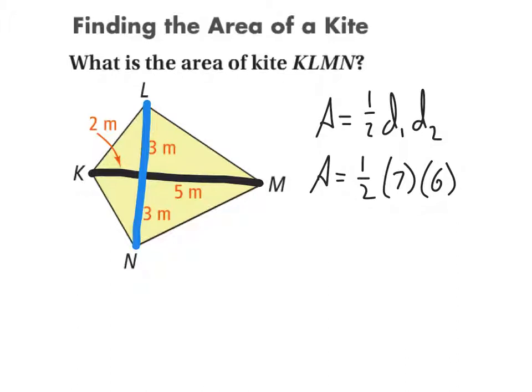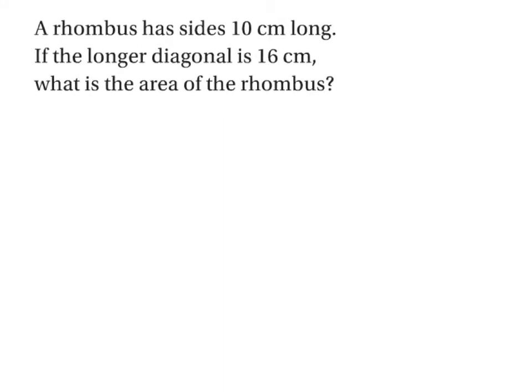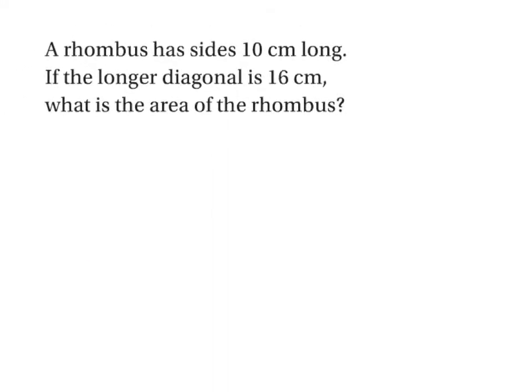Again, make your life easy. Please take 1/2 of 6. And so then our area is 21 square meters. Questions? All right, we got a little bit of work in the next one to do. A rhombus has sides of 10 centimeters, and the long diagonal is 16 centimeters. What's the area of this rhombus?